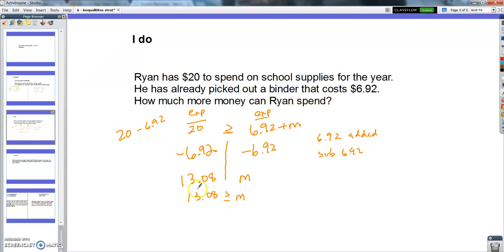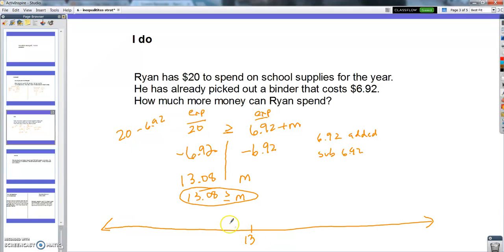And typically when we do an inequality, even if we use that strategy, we still represent our answer two ways. We want to show our answer this way, and we want to show it on the number line. So let's see, if this is $13, it's kind of my magic number, right? $13.08 is going to be right next to it. And we can go a little higher on this side: 14, 15, 16.